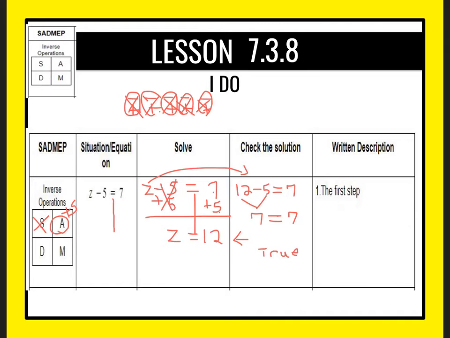So the first step is to add 5 to both sides. That will help me solve for my missing value. Add 5 to both sides of the equation. That cancels that out and gives me my answer.